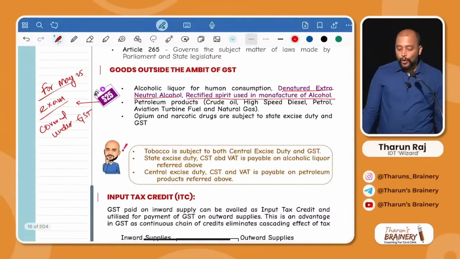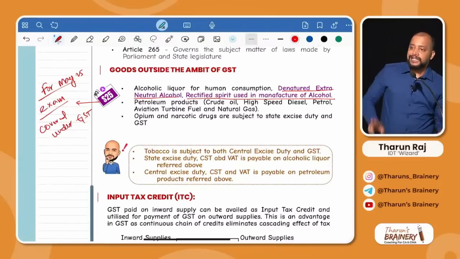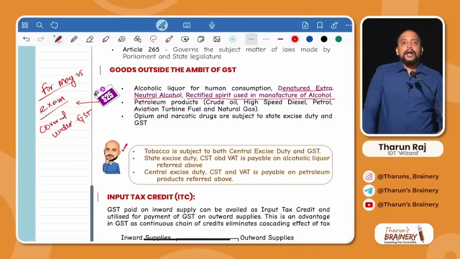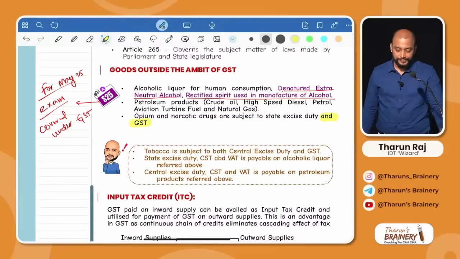Then what about opium and narcotic drugs? Are they covered under GST or not? Very much covered under GST. Opium and narcotic drugs are not alcoholic liquor, that's a different product. Yes, it is covered under GST, but we have state excise duty also. See the third point: opium and narcotic drugs are subject to state excise duty and GST. Highlight that, and GST.